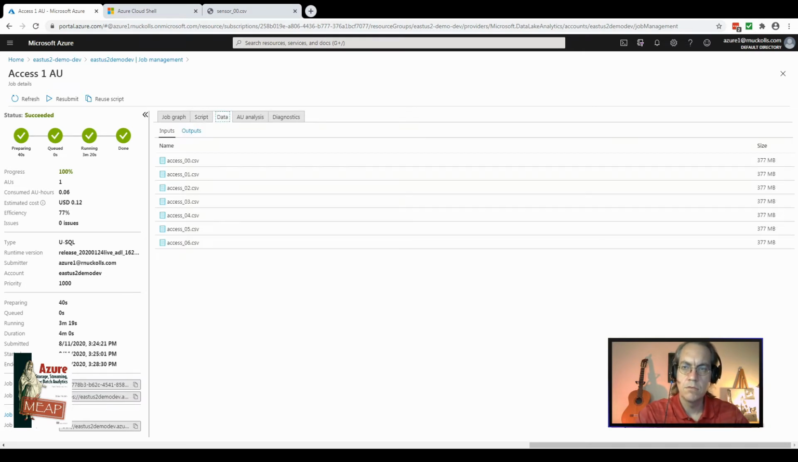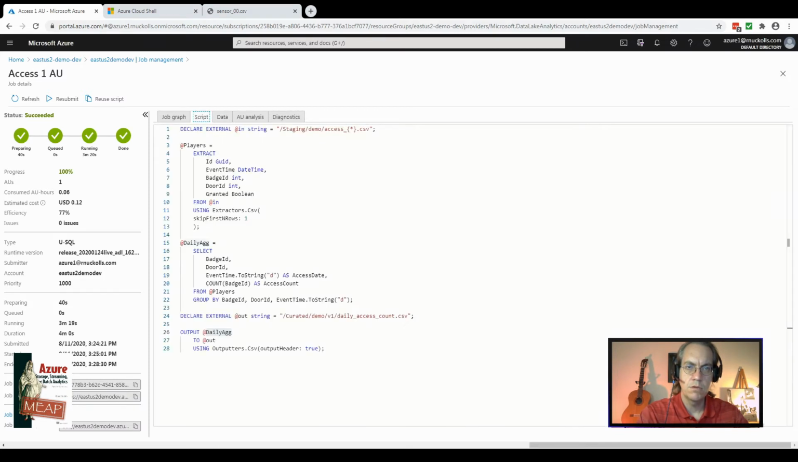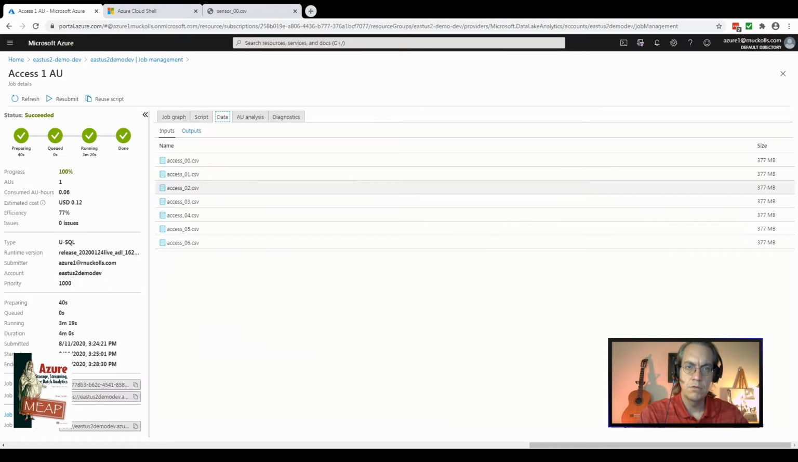In this case, I loaded up multiple documents for this job so that I could demonstrate the use of the wildcard here in the script. These files were called access_00 through 06, and using the wildcard, all 7 of these files were imported.